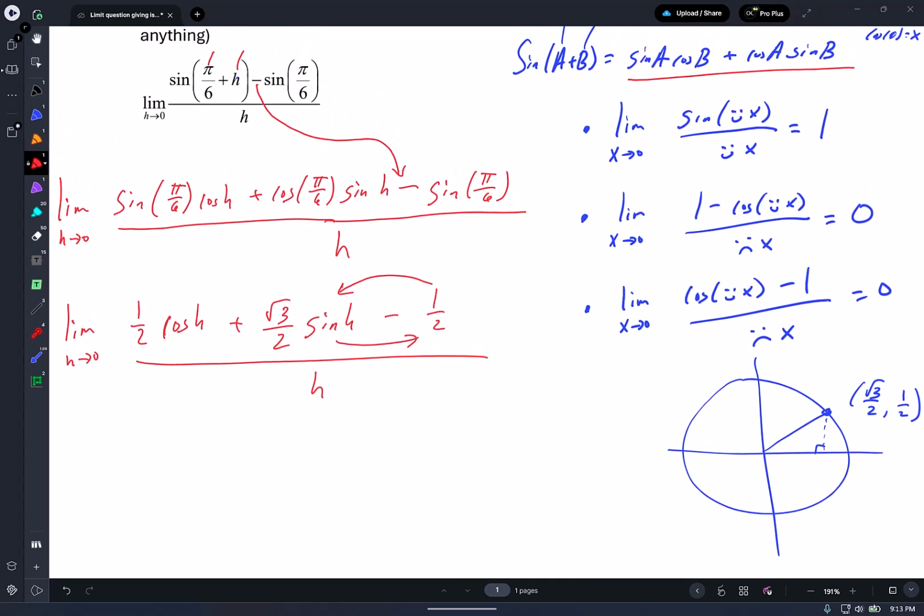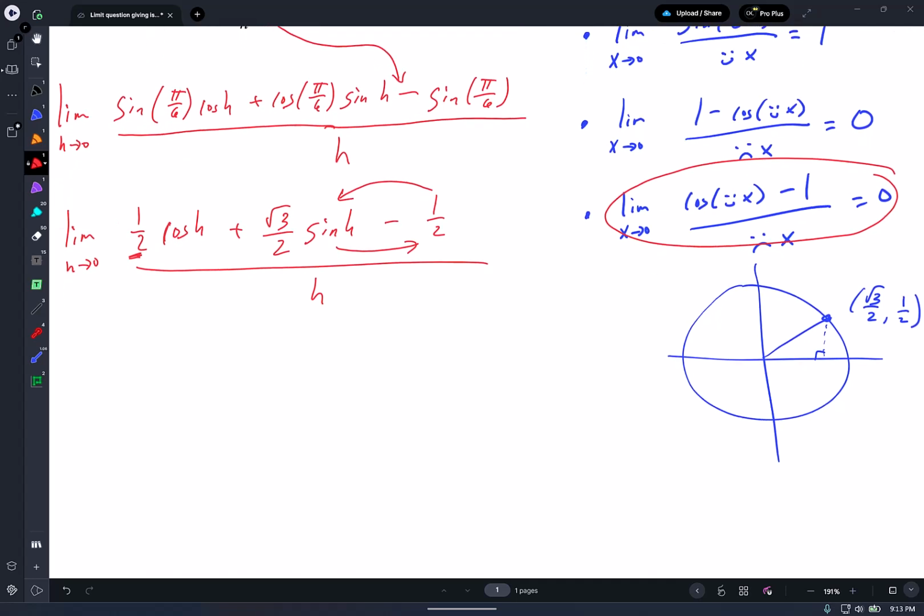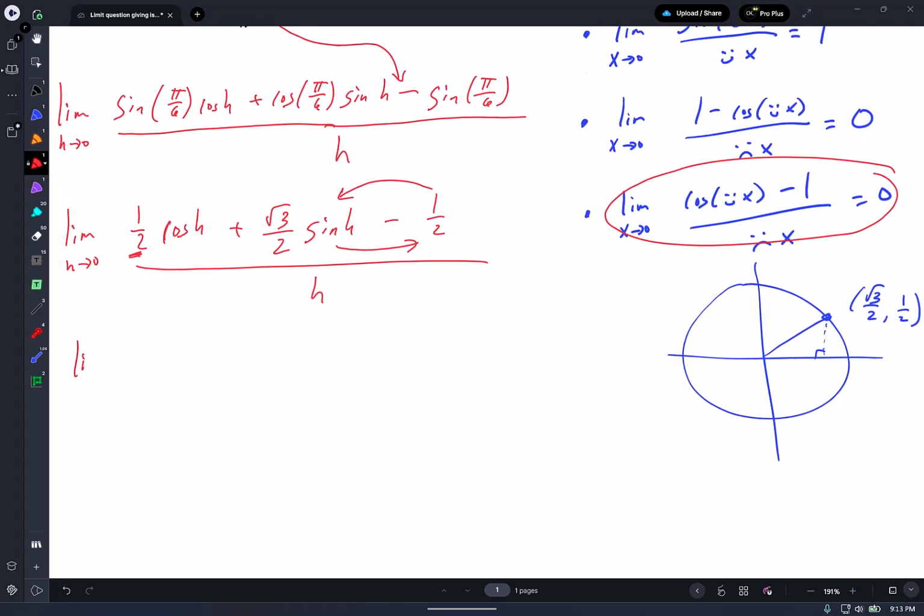Why are we doing this? Because I want to know why you're doing that. Well, I can see that I already have a half right here. So if I move that 1/2 to the middle here, I can start to factor out that 1/2, and when I factor out a half, I can see that I'm gonna get a 1. So here we go. I'm gonna write limit as h approaches 0, and I have 1/2 cosine h minus 1/2 plus square root of 3 over 2 sine h, and all this is over h.